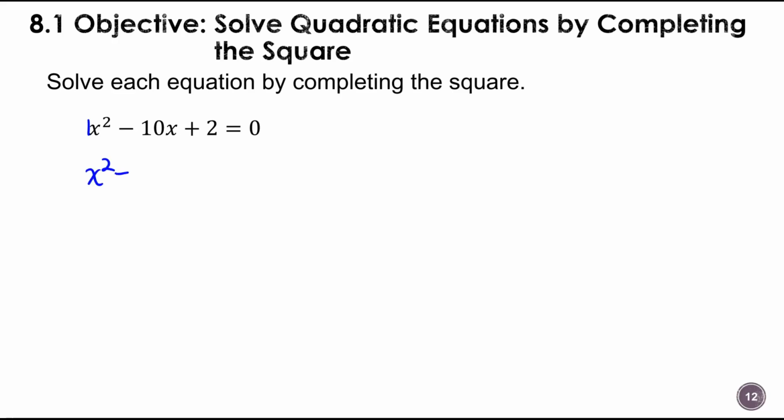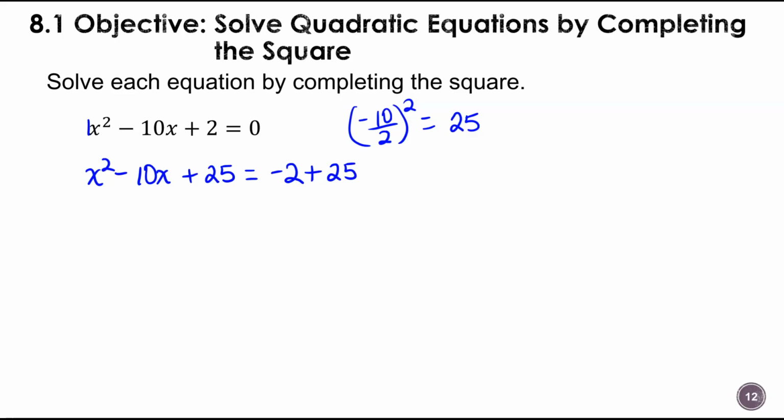X squared minus 10x. Remember, we isolate the variable terms on one side, and the constant term we move to the other side. So we're just subtracting the 2 to get it on the right. We're going to take half of -10 and square that, right? So -5 squared is 25. We will add 25 to both sides of the equation. On the left side, we'll have x minus 5 squared, and then that's equal to 23.